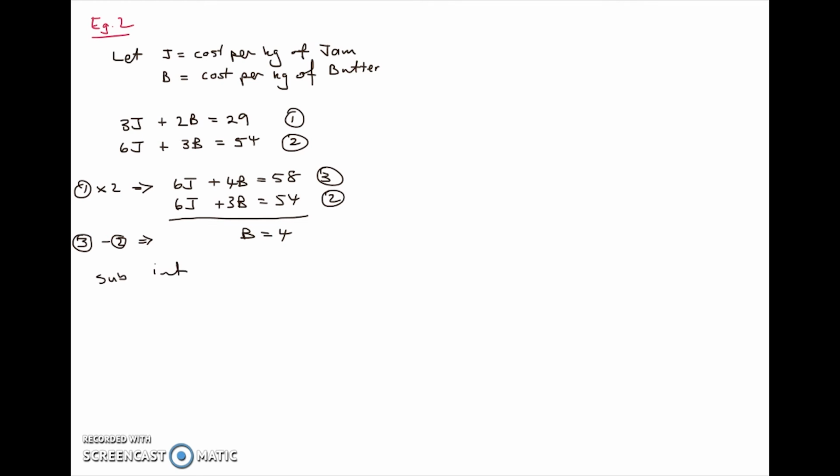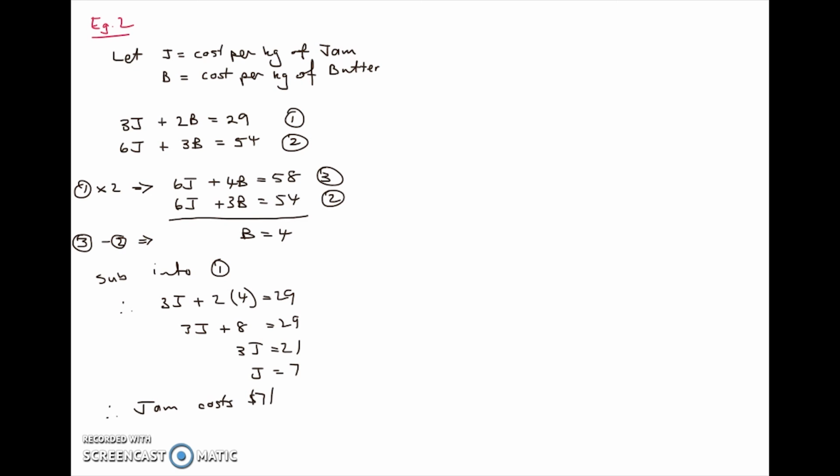And now we can substitute our B equaling 4 into either one of the equations, say equation 1. So 3J plus 2 times 4 in place of the B equals 29. That means 3J plus 8 equals 29. So we just solve the equation, subtract 8 from both sides, and then divide by 3, and we get J equals 7. And that gives us our answers. We can see that the jam costs $7 per kilo, and the butter costs $4 per kilo.